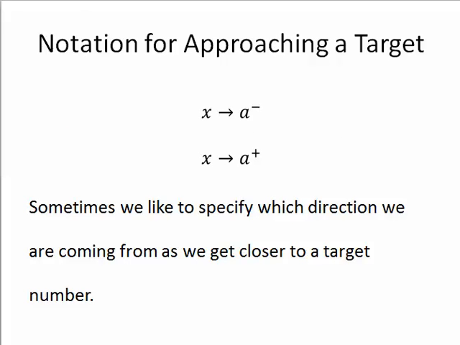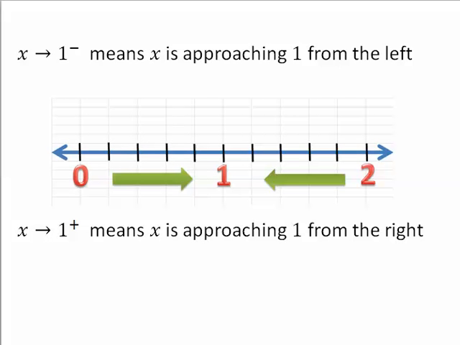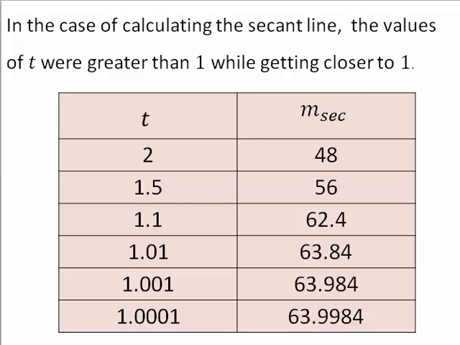Sometimes we like to specify which direction we are coming from as we get closer to a target number. For example, if I am approaching 1 from the left, I write x arrow 1 with a little negative above it. And x arrow 1 with a little plus above it means x is approaching 1 from the right.